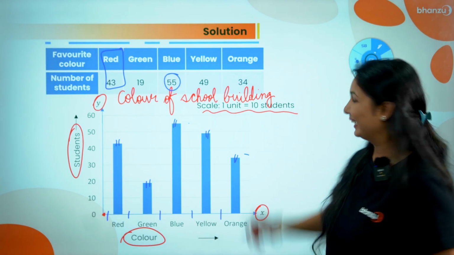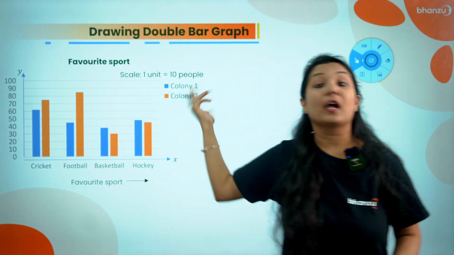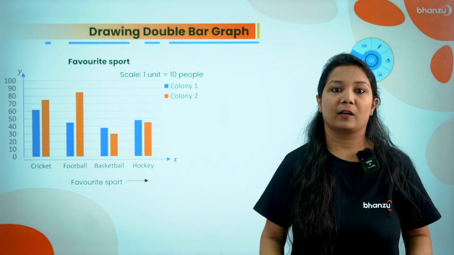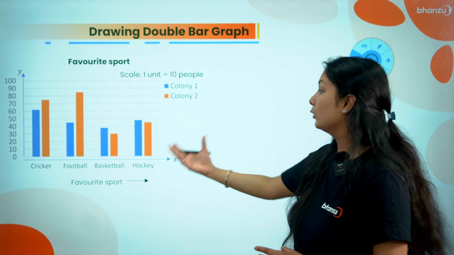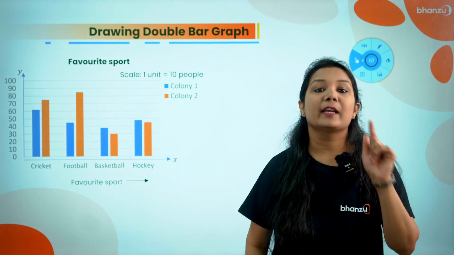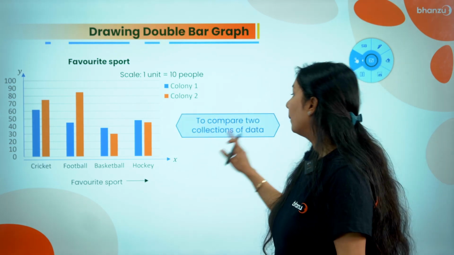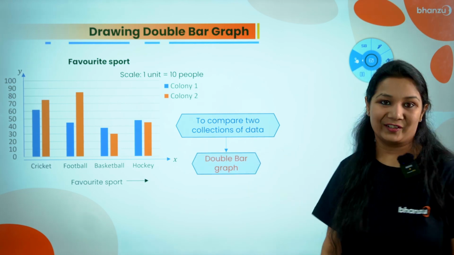Yeah? Great. So let's move ahead and see how to draw a double bar graph. But before we move to a double bar graph, what is a double bar graph? Why is it needed? Yes, a double bar graph is where you show two different data in one bar graph only. And why is it required? It is required to compare two collections of data. So this is required, right?